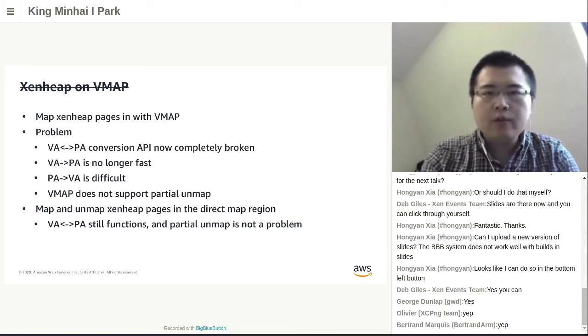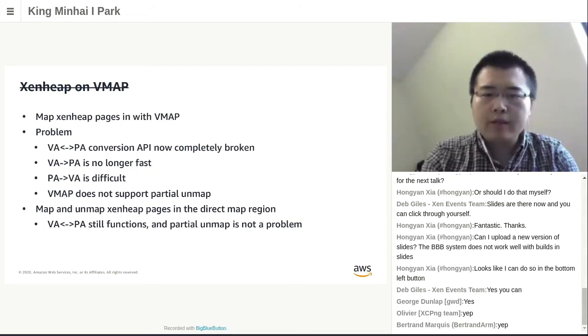And even if you solve all these problems, there are still a bunch of call sites which partially unmap a Xen heap allocation. So you can allocate a big Xen heap region, and then free part of it. Unfortunately, VMap in its current state cannot support this very well.